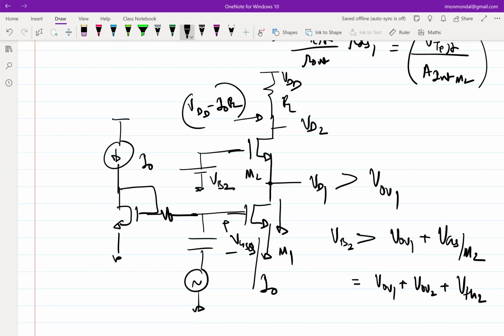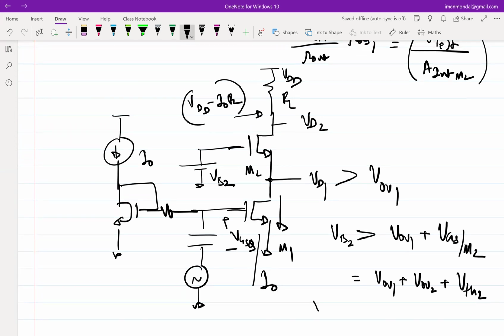If VD2 is expected to be constant, then you cannot increase VB2 more than the drain voltage plus one threshold voltage, right? So your VB2 should be less than VDD minus I0 RL minus the threshold voltage of the second transistor. Or the top transistor. Sorry, clarification. Yes, thank you.